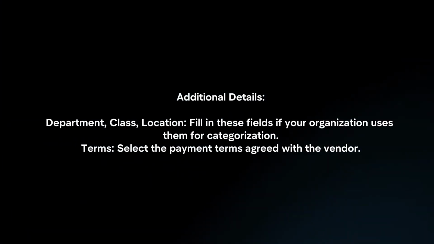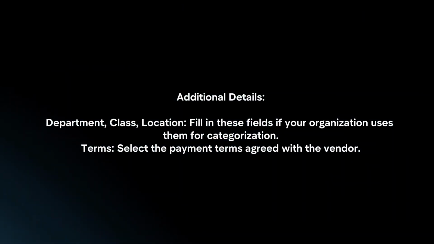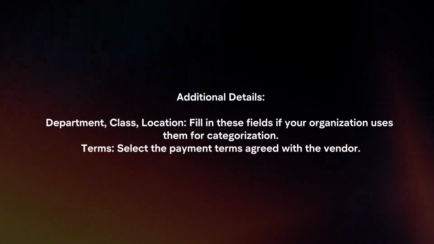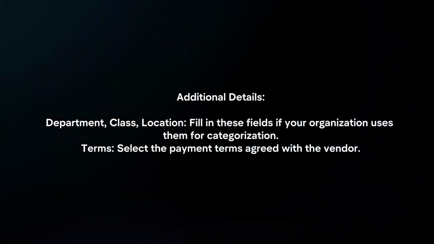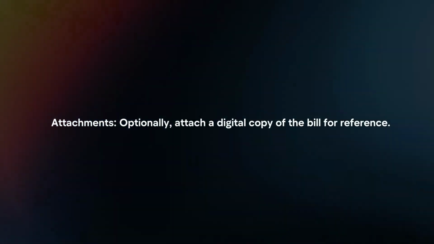Additional details. Department, class, location. Fill in these fields if your organization uses them for categorization. Terms. Select the payment terms agreed with the vendor. Attachments. Optionally, attach a digital copy of the bill for reference.